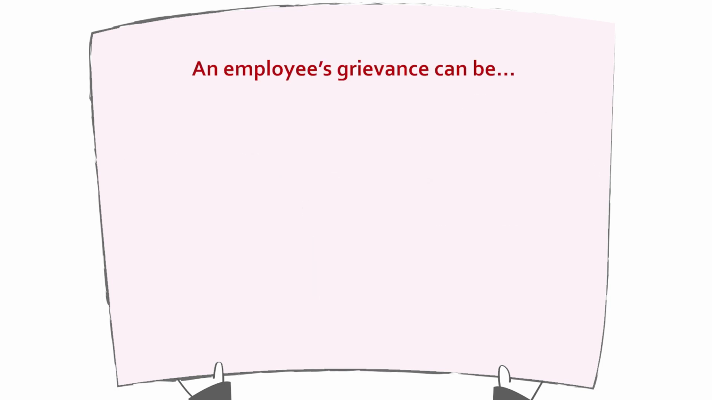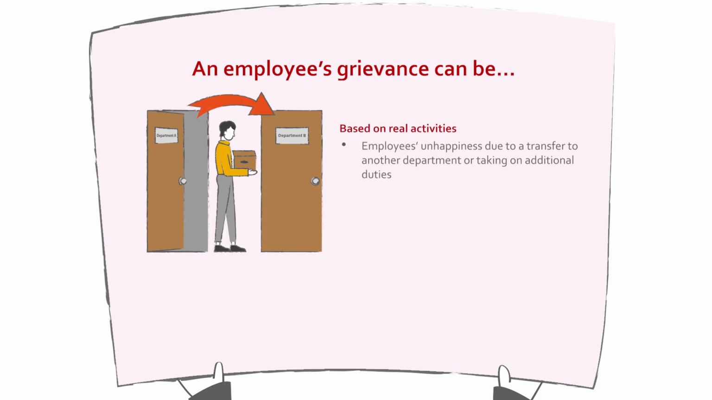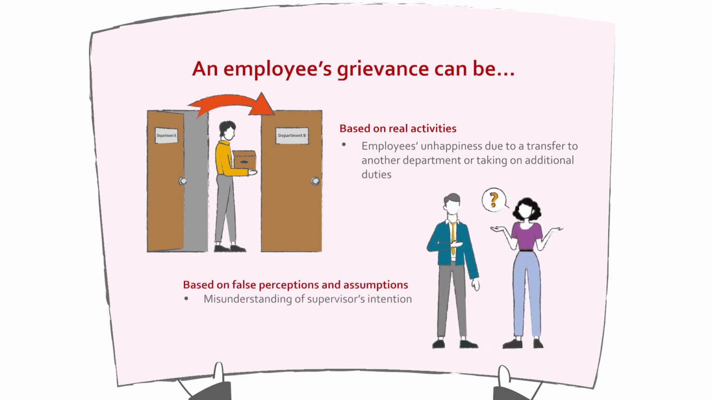What can cause grievances? Some grievances can be based on actual events and changes to an employee's routine, such as a transfer to a new department or a new portfolio. It can also be based on perception. For example, a supervisor may give additional assignments to a good performer without realizing that this can be perceived as unequal distribution of work.